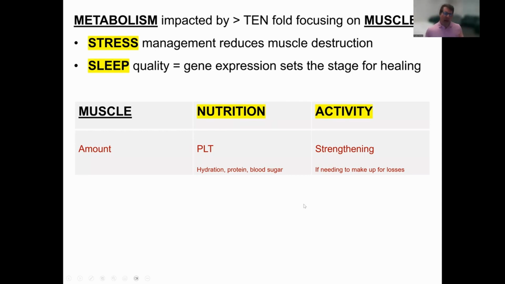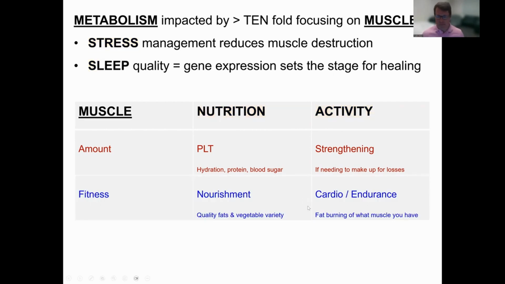In terms of how active we are and the amount of water, protein, and slow digesting carbohydrates that we're eating, this is going to determine how much muscle we have. Not necessarily how healthy it is, just how much. Are we doing strengthening? Are we providing water, protein, and a stable blood sugar? That's going to give you your engine size, the amount of muscle.